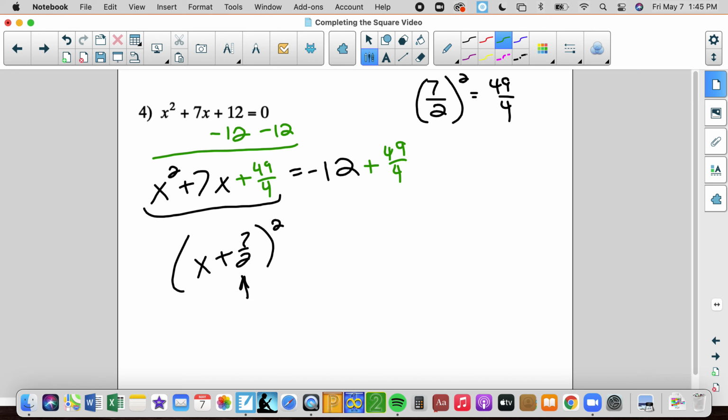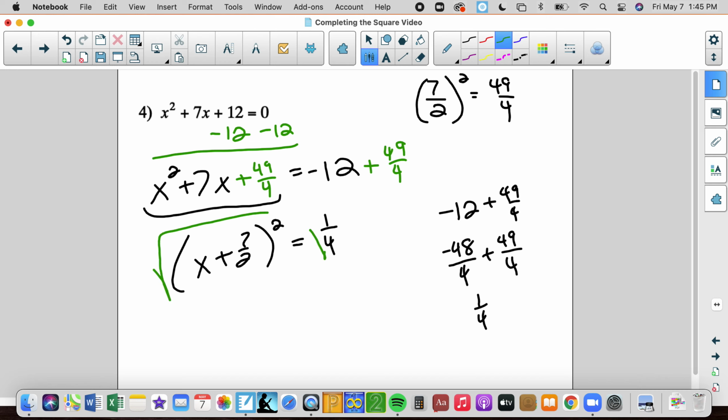Hopefully you remember this is just half of b. We like it as an improper fraction. It's going to be easier that way. Now we have negative 12 plus 49 fourths. Let's turn 12 into fourths. That gives you negative 48. Now we get 1/4. So when we combine those, you get 1/4. Let's take the square root, plus or minus.